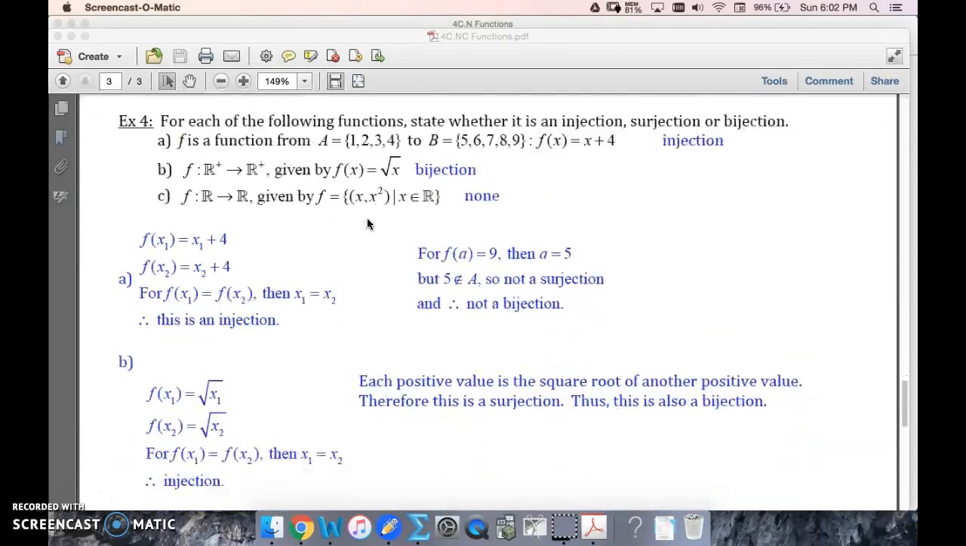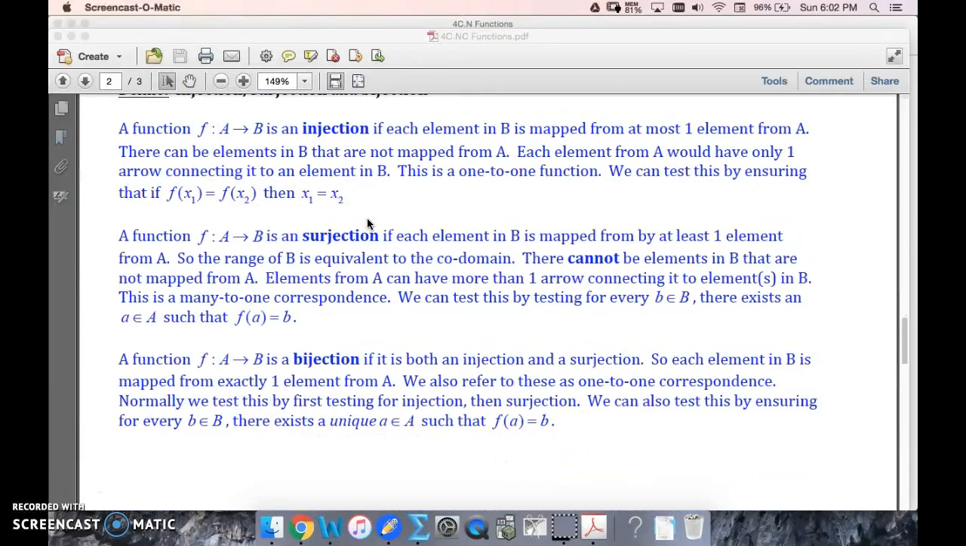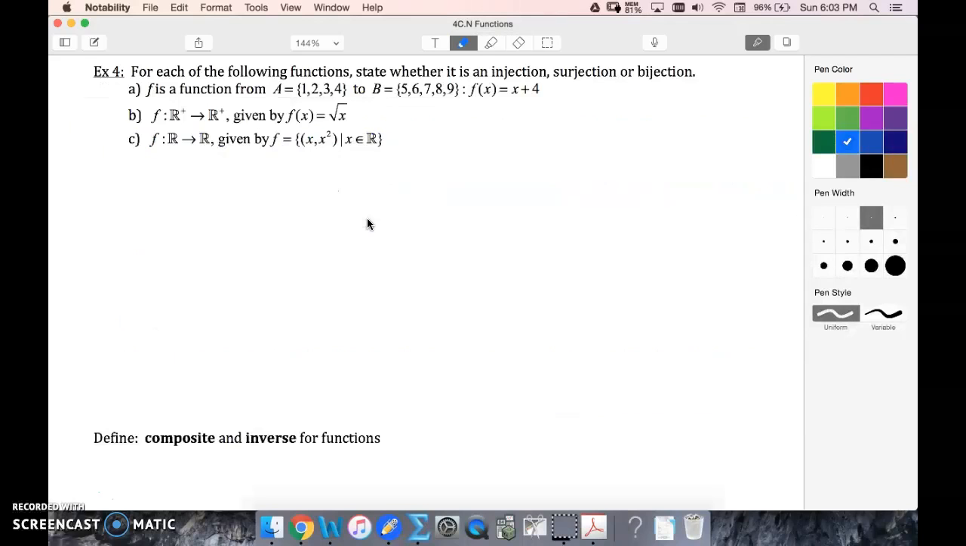So let's look at our examples. We're testing here injection, surjection, bijection. So let's start with injection. We've got A is 1, 2, 3, 4, and B is what we're mapping to, 5, 6, 7, 8, 9. F of x is equal to x plus 4. So let's test out our injection.